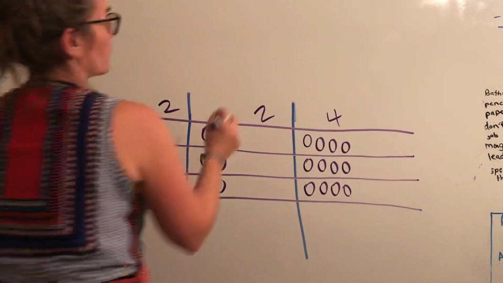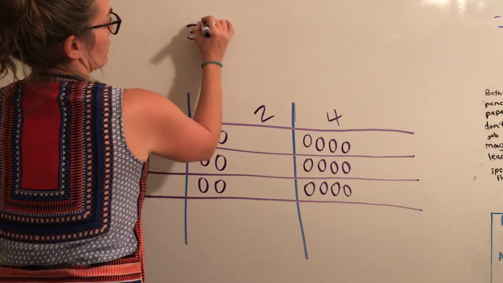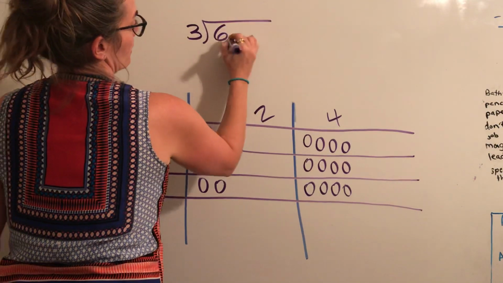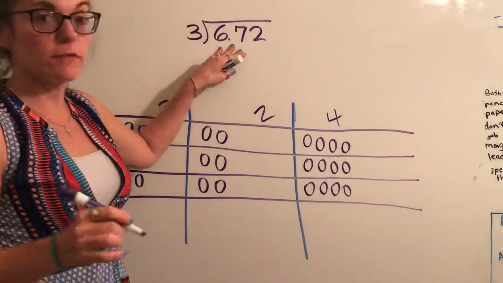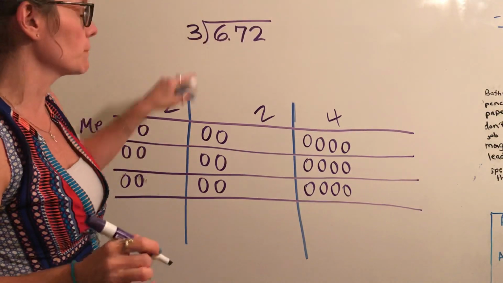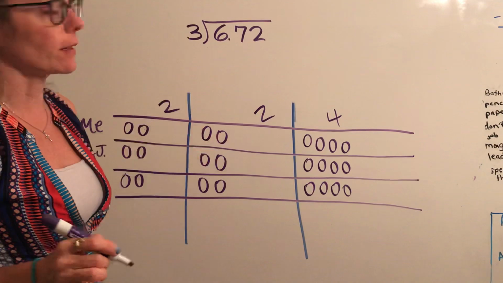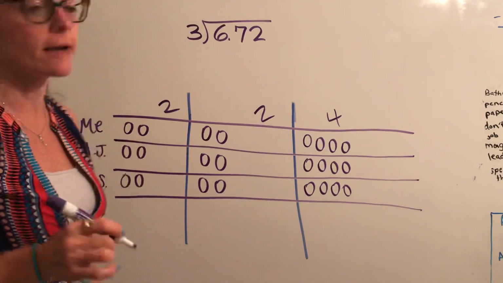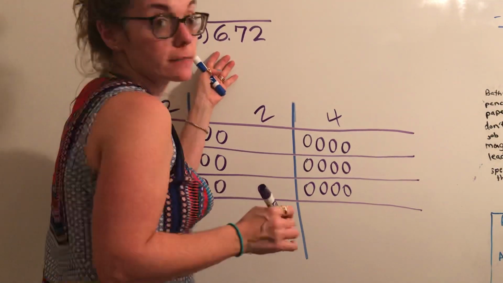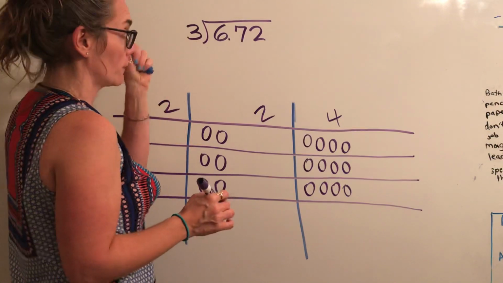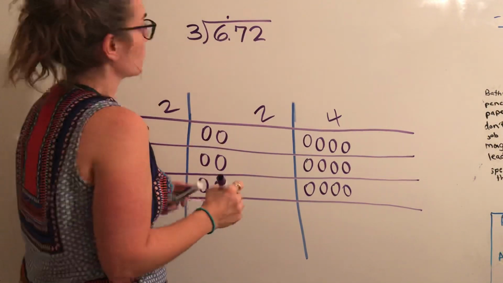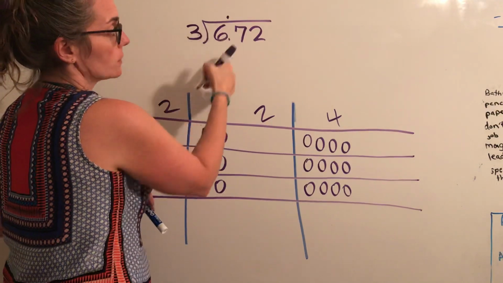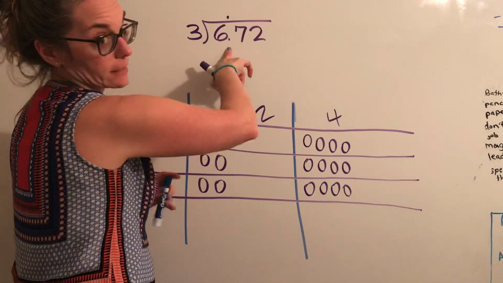So standard algorithm looks just like that. I have my dividend inside my dividing bracket, and I have my 3, my divisor, on the outside. And I know that I'm dividing my $6.72 amongst the 3 of us, me, Autumn, and Amber. I'm going to put my decimal up here so I don't forget about it, okay? I'm going to make sure that it goes in the same spot as it is in the problem.